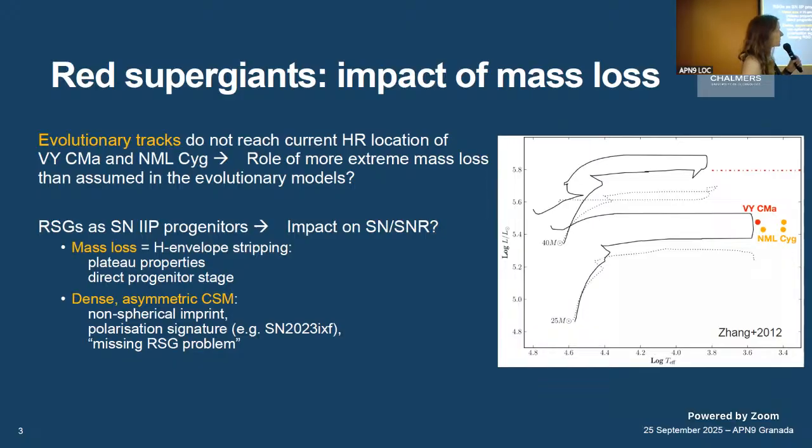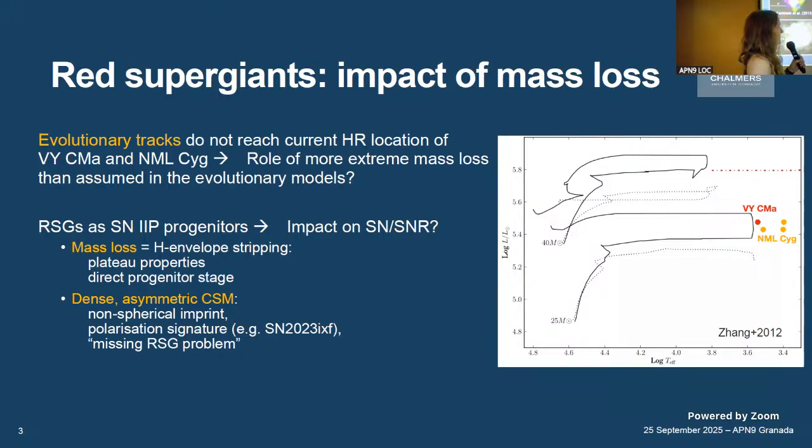So what are the properties of the shock propagation through the material? And lately, it's been established in the supernova community that they need very dense circumstellar matter ejected quite shortly before the supernova. And there have been some recent very strong indications for very strongly asymmetric red supergiant circumstellar material.